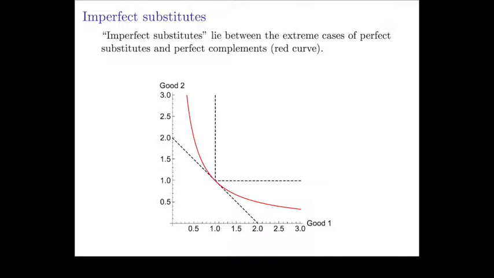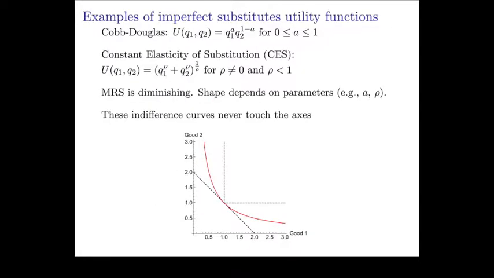So a utility function that gives you an indifference curve kind of like this, somewhere between the perfect complements and the perfect substitutes, would be an imperfect substitutes utility function. Now there are lots of examples of these types of utility functions. Cobb-Douglas is the common one. For some a between 0 and 1, your utility function is q1 to the a, q2 to the 1 minus a. There are other ones too.